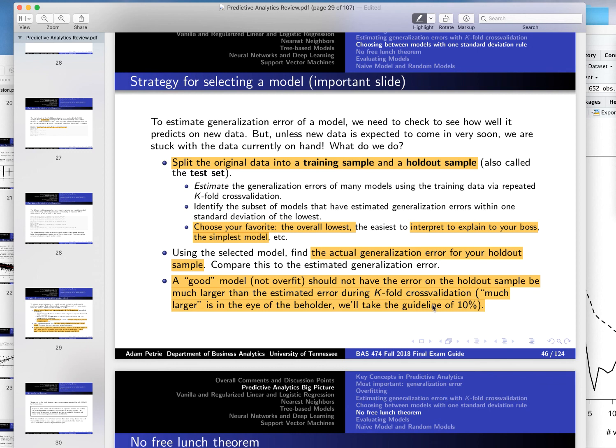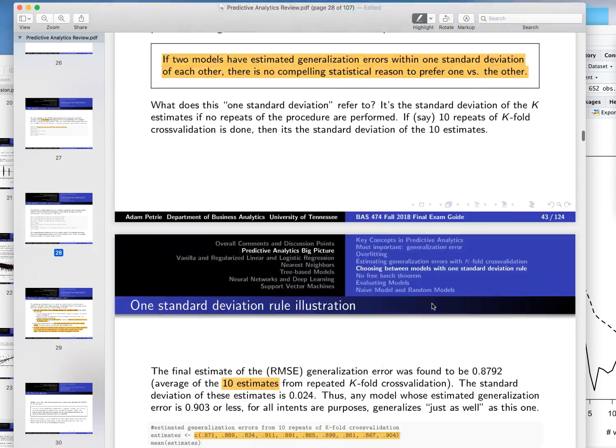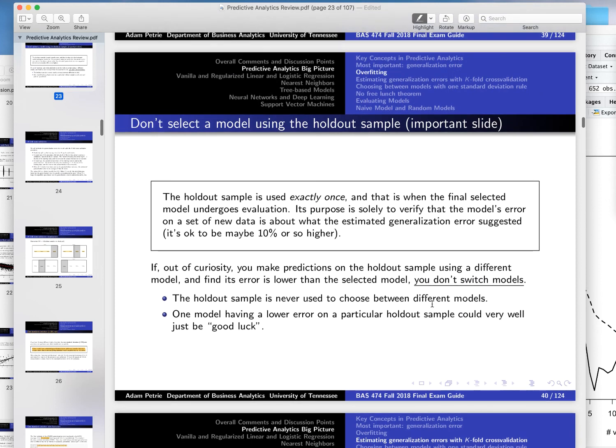I'm just going to arbitrarily throw out the guideline that the error on the holdout sample needs to be within 10%, no more than 10% bigger than that estimated generalization error. That's going to be my personal threshold for what I would consider an overfit model, a model whose error on the holdout is larger than 10% of what we expected it to be during that k-fold cross-validation procedure. And there we go.